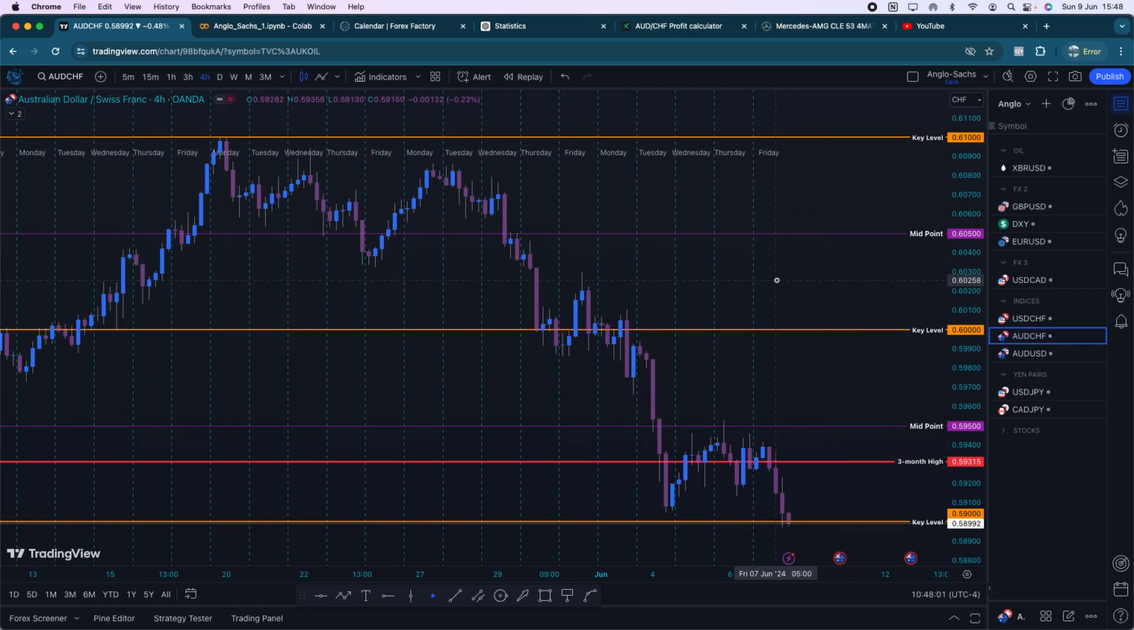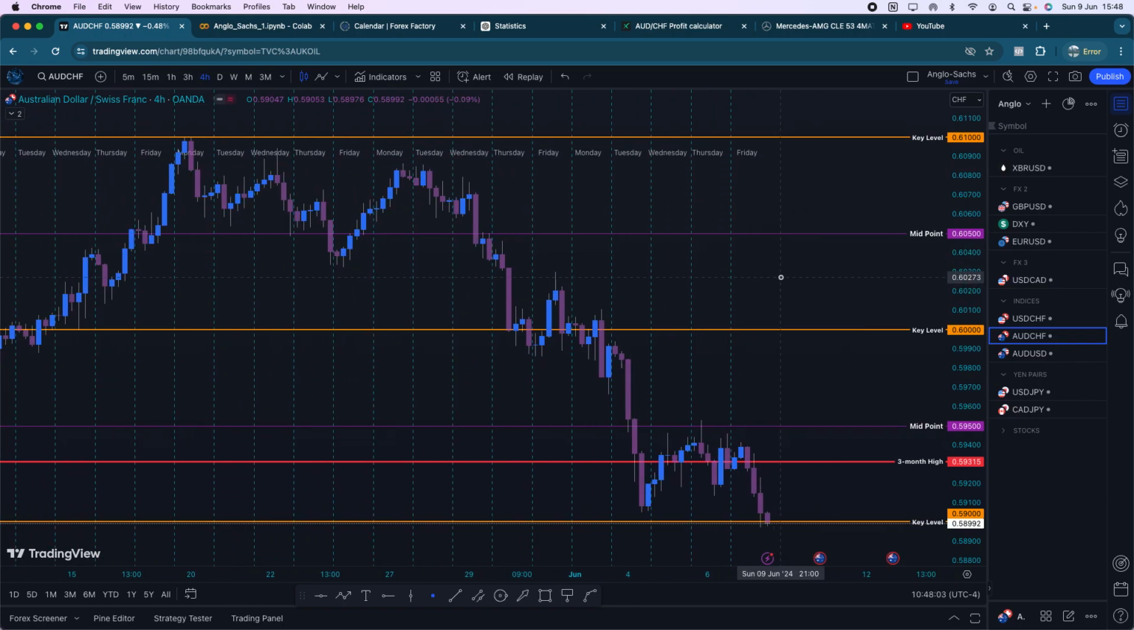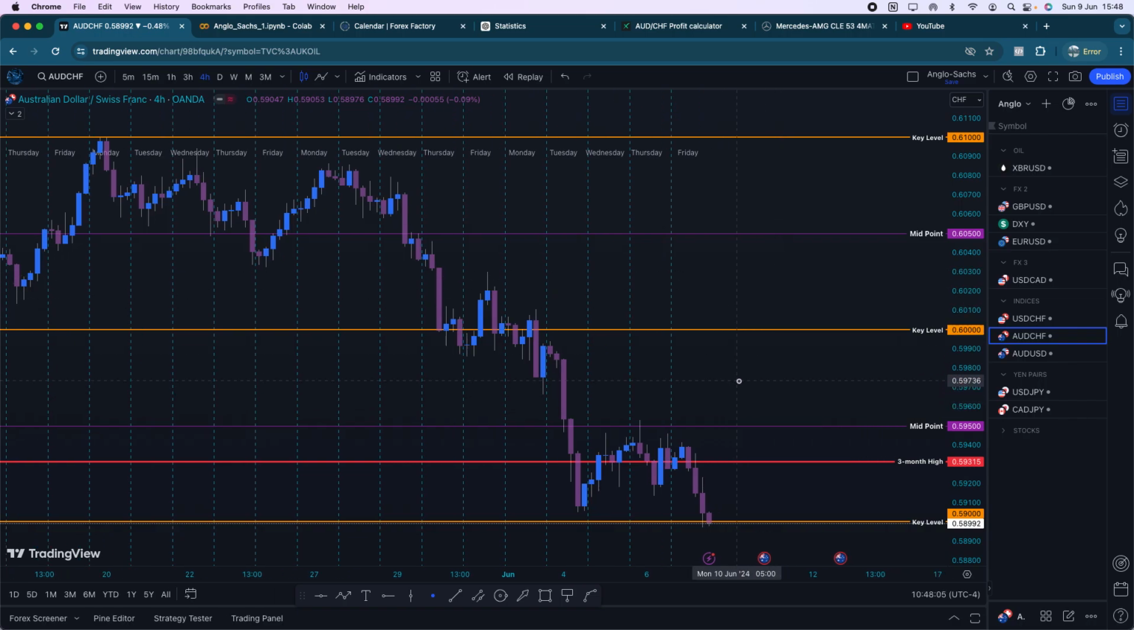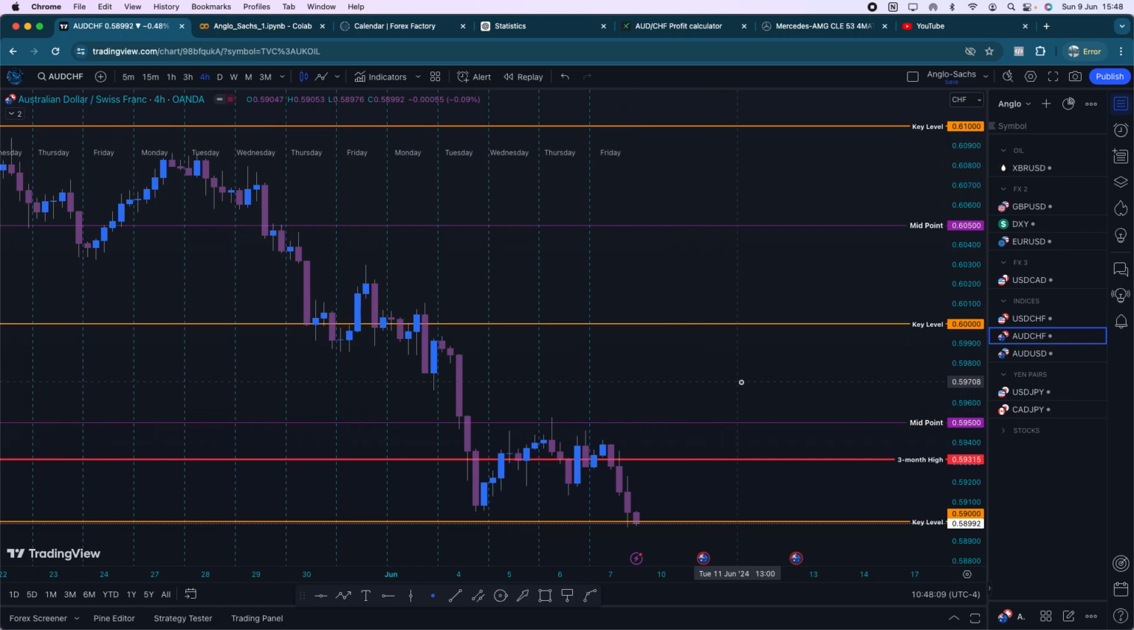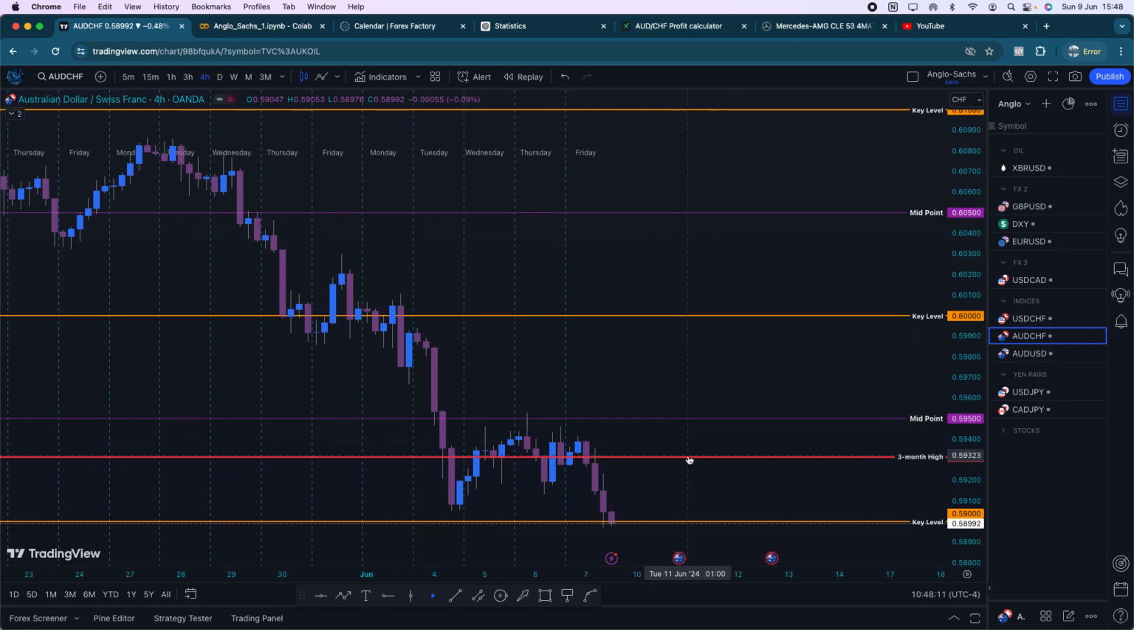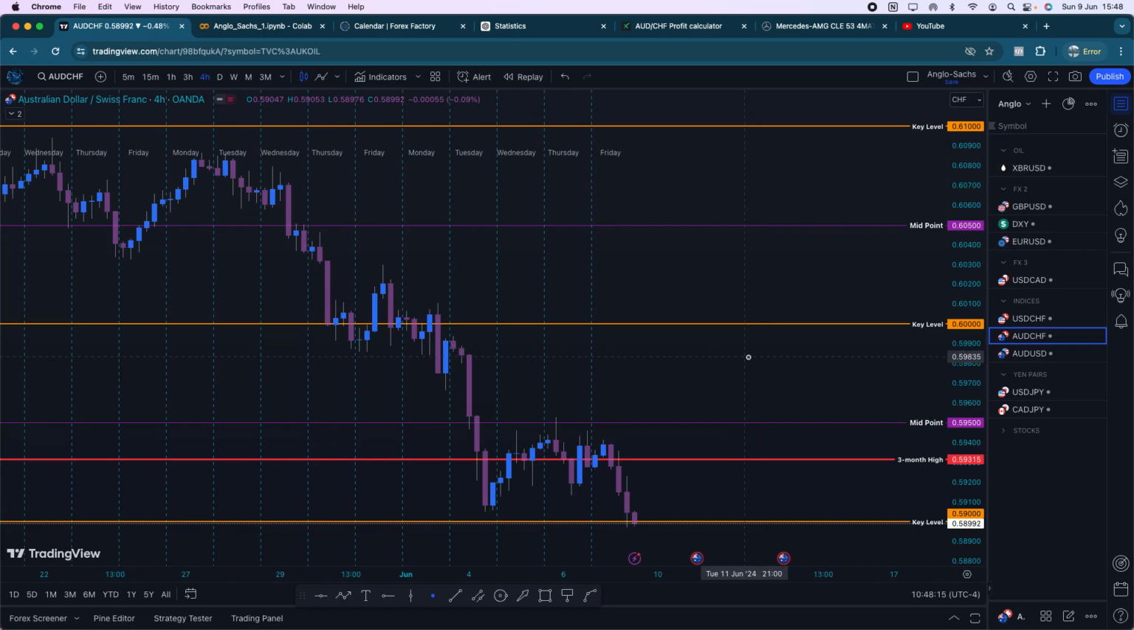So short-term bullish, long-term bearish, and I can see some bullish trades that could potentially form going into the second week of June with profit targets of this midpoint, 50 pips, 100 pips, and then we'll see how that goes, because 5 days is not a long time in terms of the market, but we know that within 5 days a lot can happen.